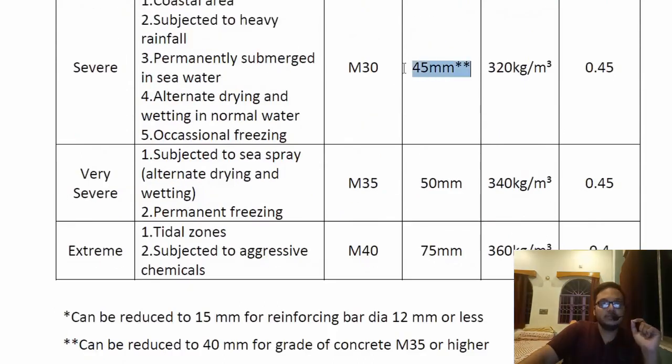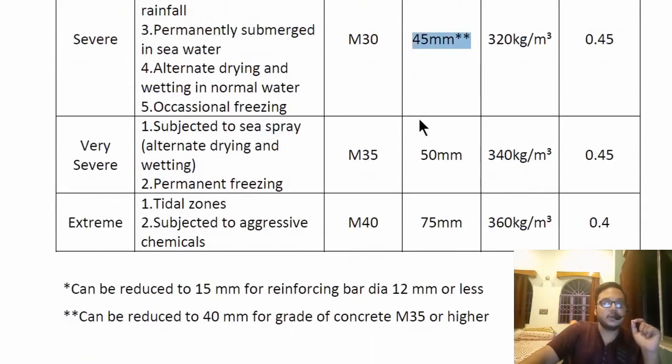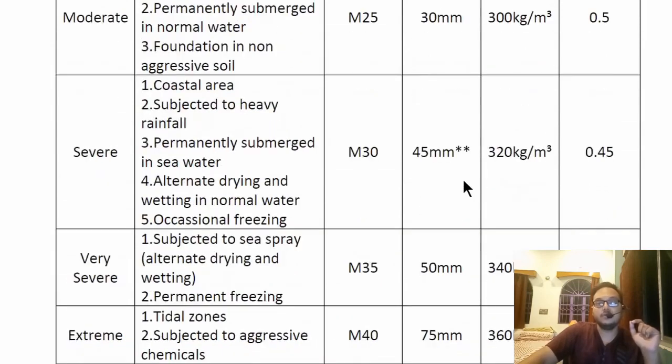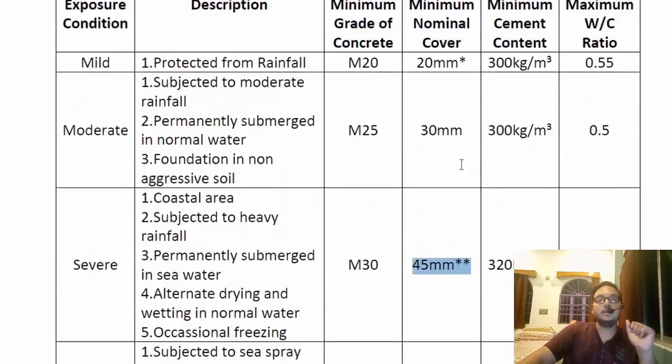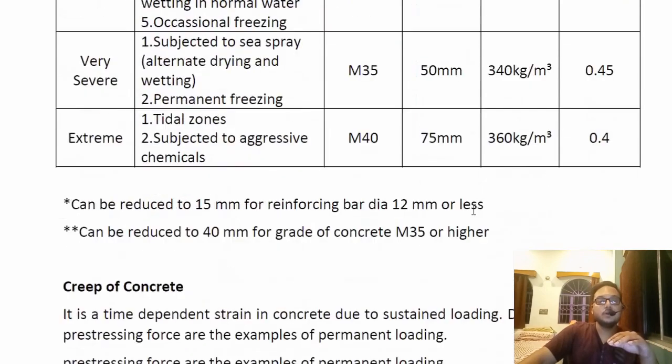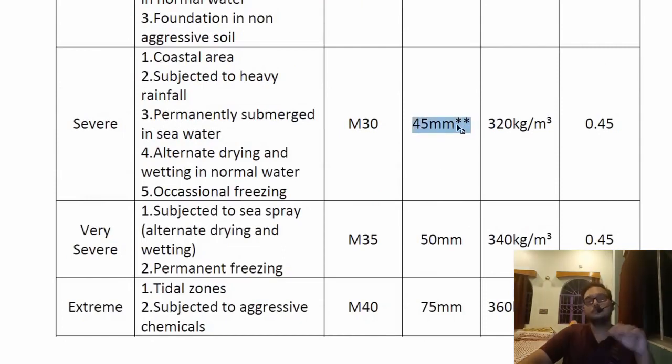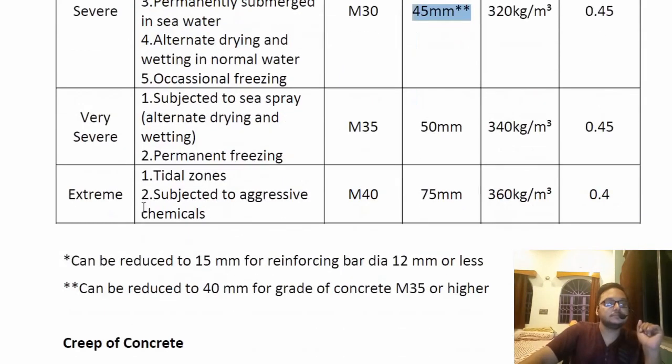So what's there against this 45 mm? It can be reduced to 40 mm for grade of concrete M35 or higher. So if you have a grade of concrete M35 or higher, you can reduce it to around 40 mm. For those higher grades, we need not have this 45 mm of nominal cover.